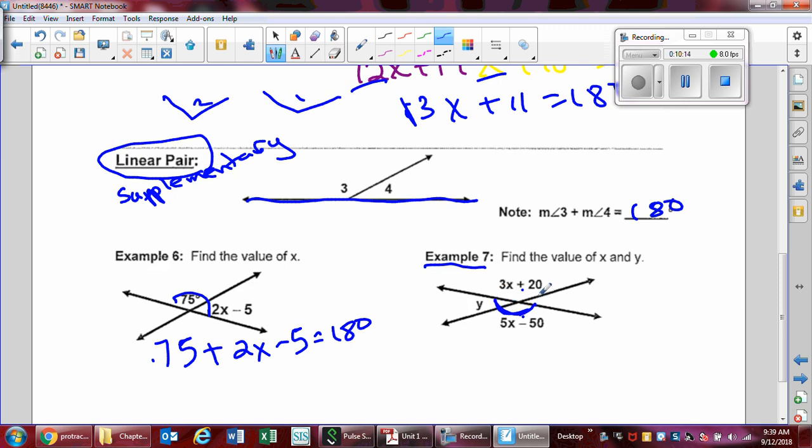Okay, so linear pairs are also called adjacent angles because they're next to each other. They have a common ray that they share. The only difference is that a linear pair has to have opposite rays. Okay? All right, I'll see you guys in class. This is it. We're done with Unit 1.